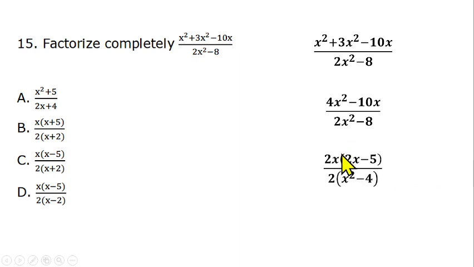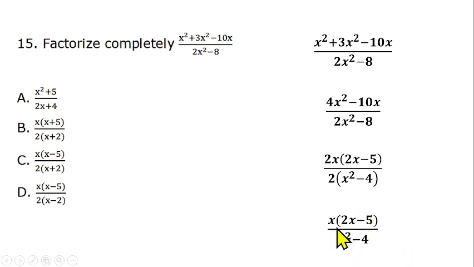Then from there we can see that 2x is common to the numerator here. You can factorize 2x out, so we have 2x into 2x minus 5, and 2 is common to the denominator as well, so we have 2 into x squared minus 4. So 2 can take care of 2, you have x into 2x minus 5 over x squared minus 4. Although this is a difference of two squares, this one should give us x plus 2, x minus 2.